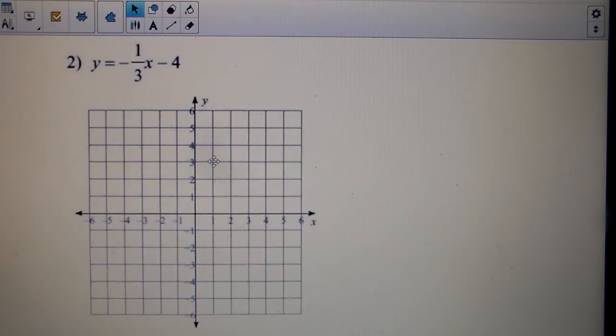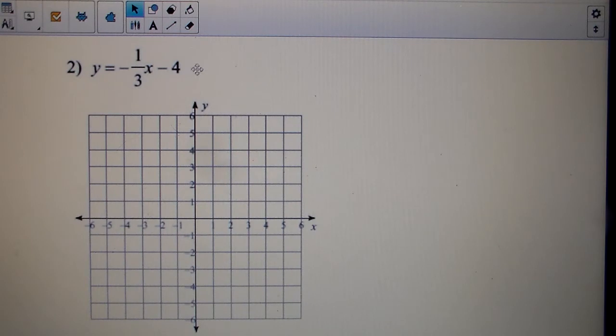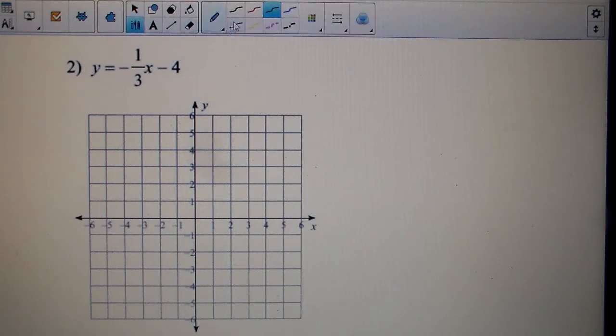Here's problem number 2. Once again, our goal is to graph this line, and it's given y equals negative 1/3 x minus 4. So the first thing I need to do is graph the y-intercept, which is negative 4. So I put a dot at negative 4. Then, this is negative 1/3. I like putting my negatives up top, so I'm going to change it from in the front to up top. So I have down 1, because it's a negative 1, and then to the right 3. 1, 2, 3.